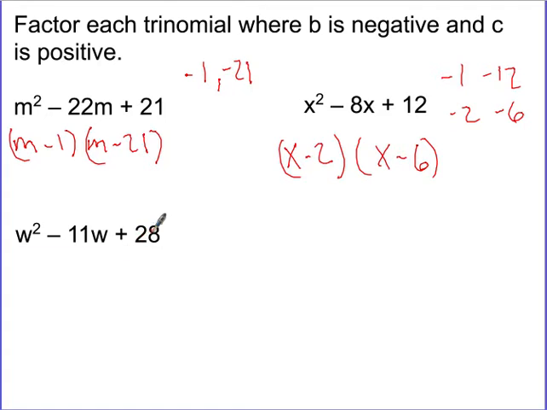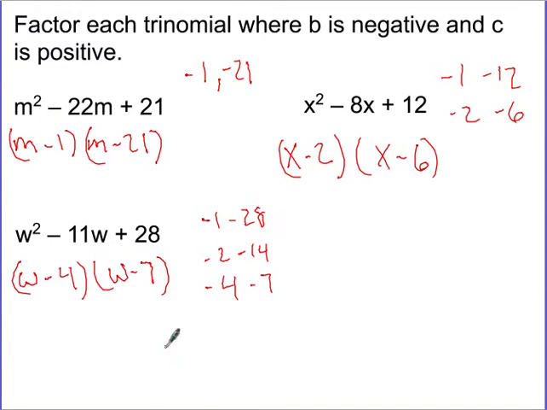All right, two numbers that multiply to positive 28, add to negative 11. Negative 1, negative 28. Negative 2, negative 14. Negative 4, negative 7. There we go. So W minus 4 and W minus 7. All right, feeling okay so far?